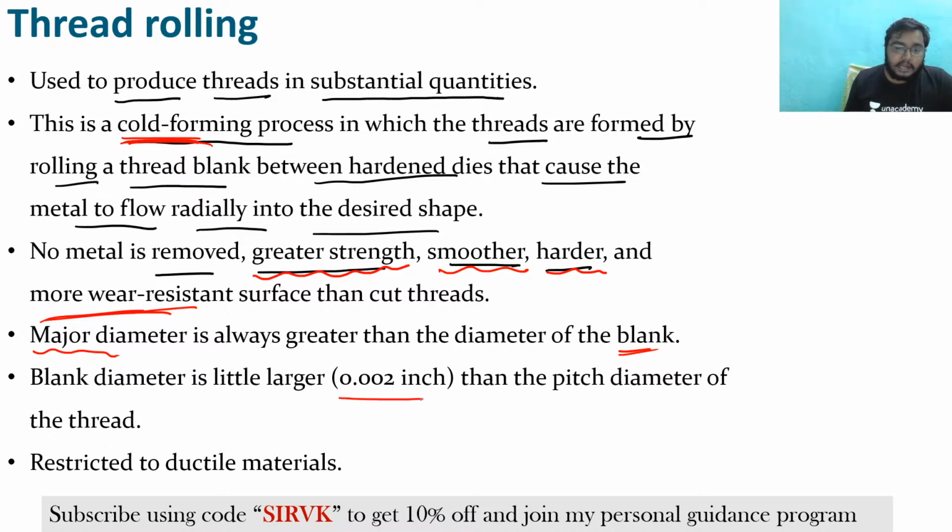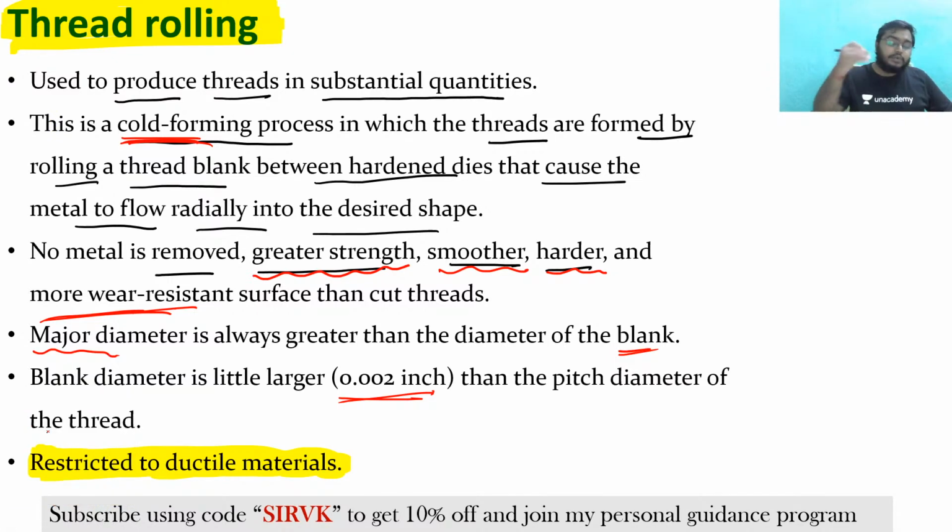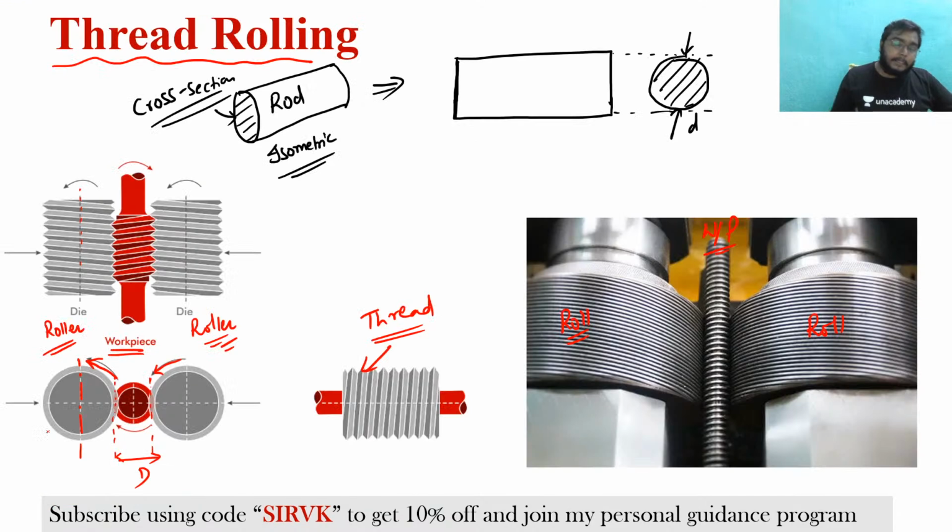Blank diameter is a little larger, somewhere around the pitch diameter of the thread, and is restricted to ductile material. This is the most important point. You can do thread rolling only in ductile material. Why? If you visualize from your intuition, see, this is a roll, this is a roll, and this is the workpiece.